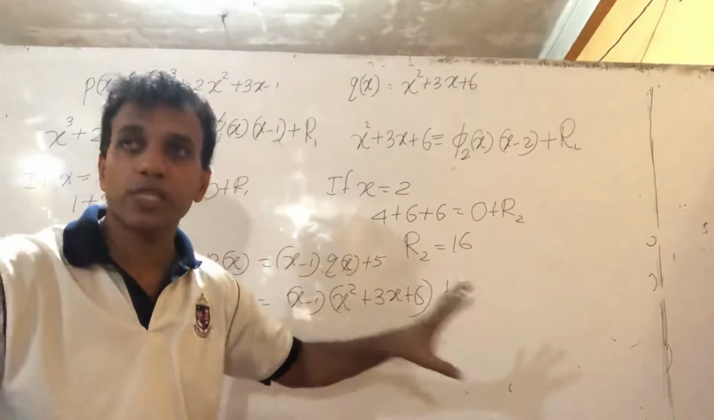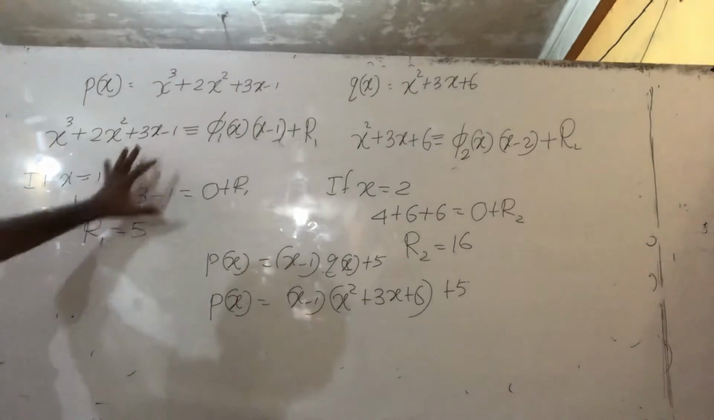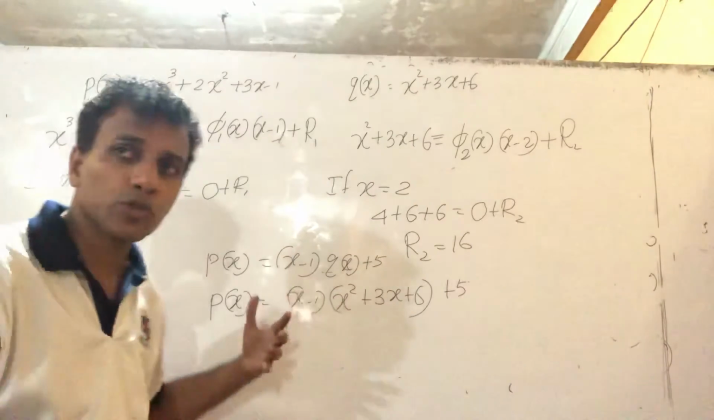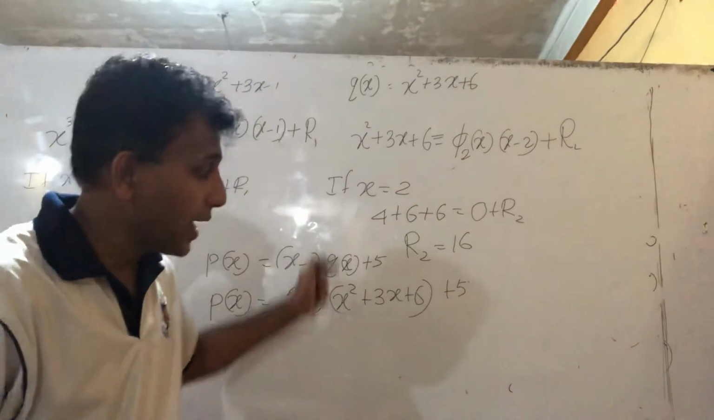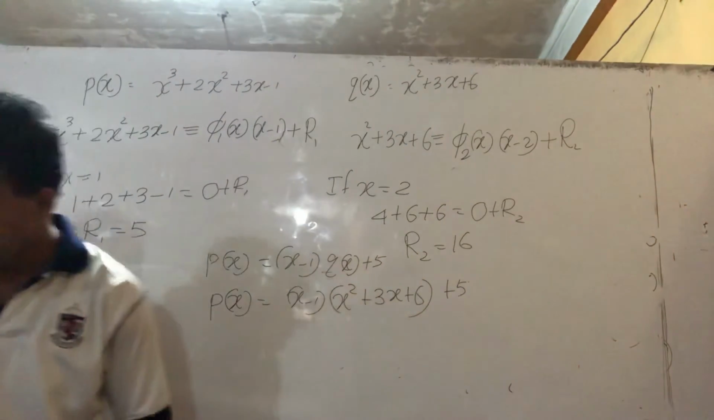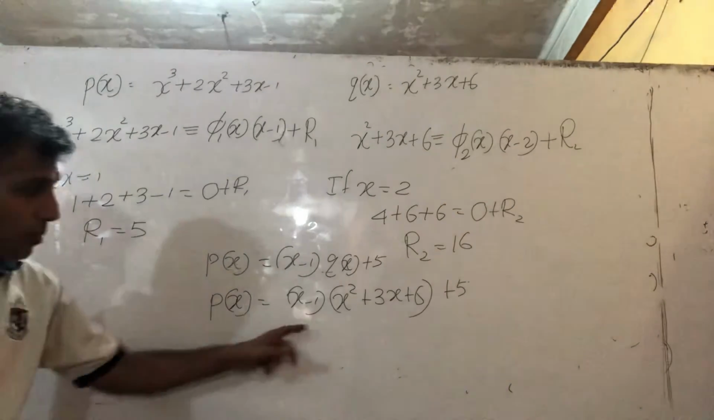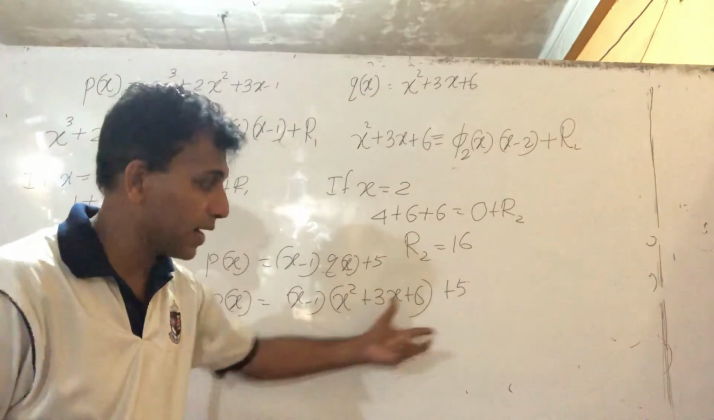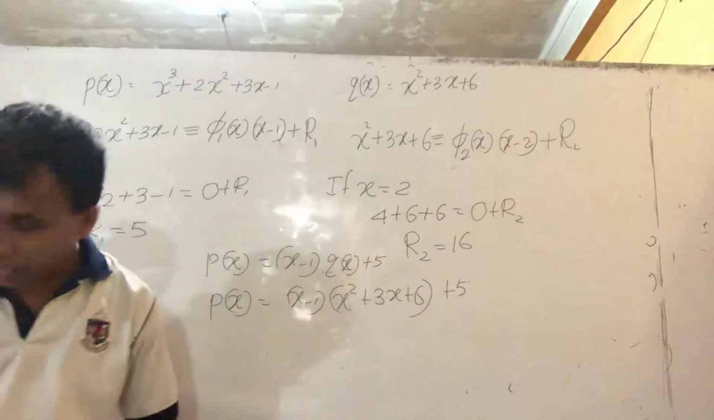Yeah, it's true, right? This pattern is true. After getting this, the remainder becomes 5. That's the answer. Nothing to worry about the long part. If you multiply this bracket and add 5, you show this becomes that. Multiply the bracket and it becomes this polynomial.